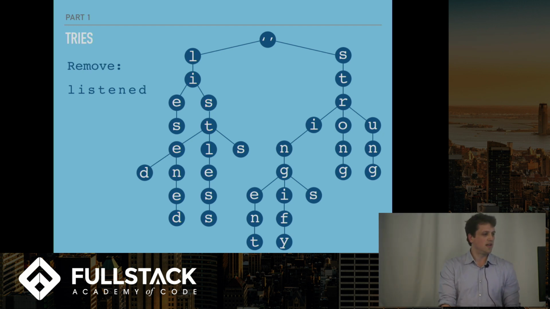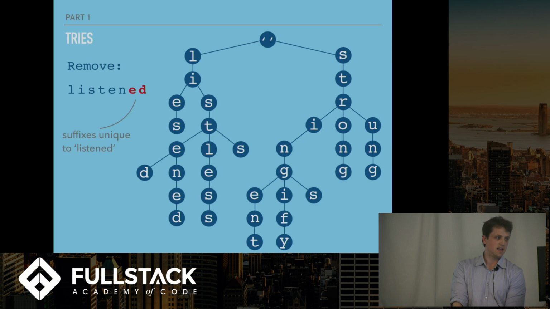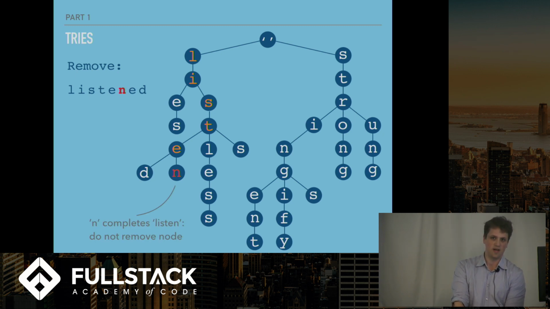To remove a string from the trie, all we have to do is remove the unique suffixes of the string. In this case, the unique suffixes are E and D. So again, we just iterate through the word we wish to remove, map it to a path in the trie, and then check whether we can safely remove the nodes. In this case, nothing depends on D, so we can remove it. We go up to E, and again, see that nothing depends on E. We can remove it. We go up to N, and then see that N completes the string listen. So we're not going to remove that from the trie. So in this case, to remove the string listen from the trie, all we have to do is get rid of 2 nodes. It's a very quick operation.